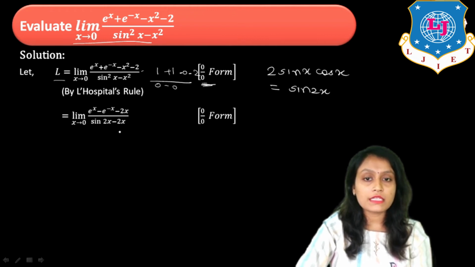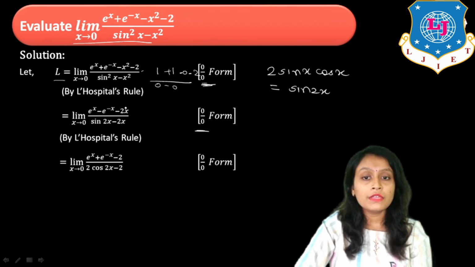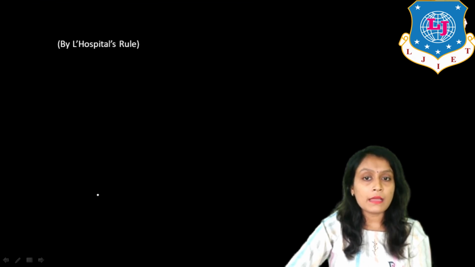Again we have to substitute x is equal to 0. On substituting x is equal to 0, again you will get the form 0 by 0. So again we will apply L'Hospital's rule, right? So we have to take the derivative of numerator and denominator separately. So on derivative you will get e raised to x plus e raised to minus x minus 2 upon, now the derivative of sin 2x, that is 2 cos 2x, minus the derivative of 2x, which is minus 2. Again if you substitute x is equal to 0 here, you will get the form 0 by 0. So we have to apply L'Hospital's rule.